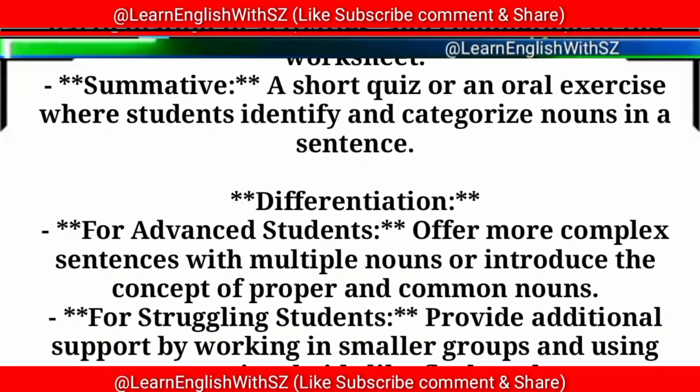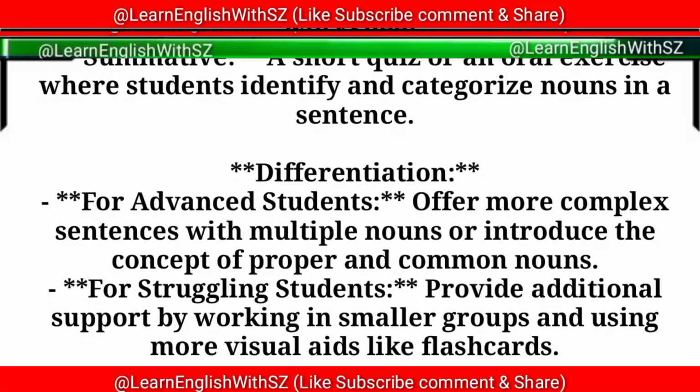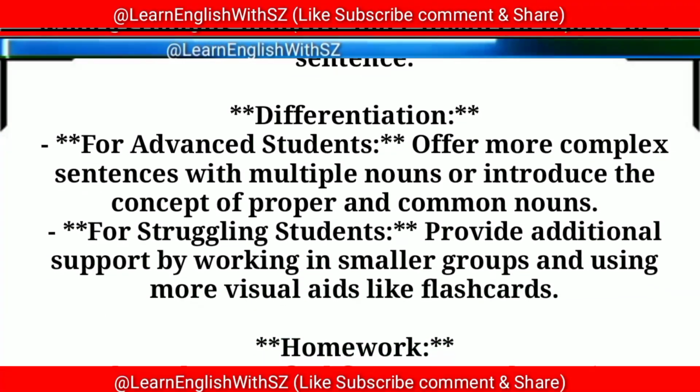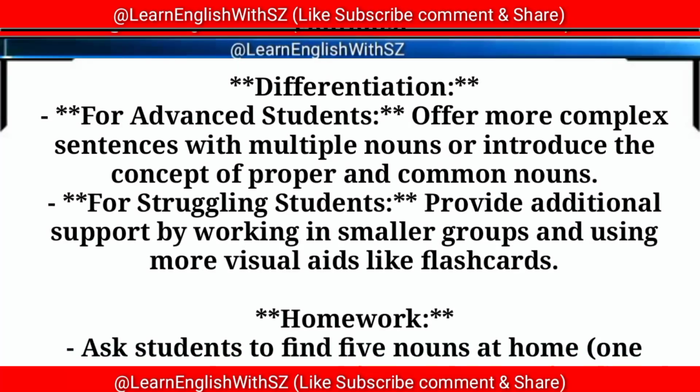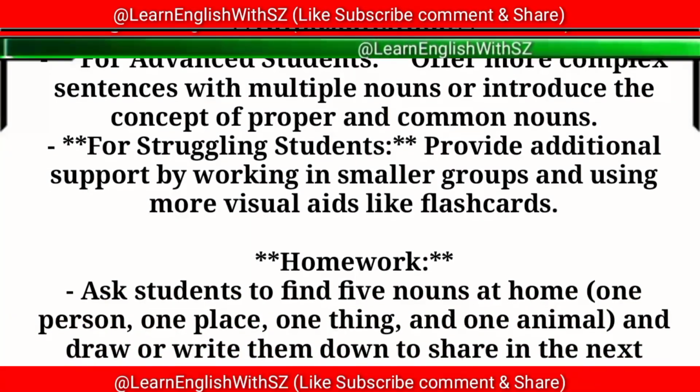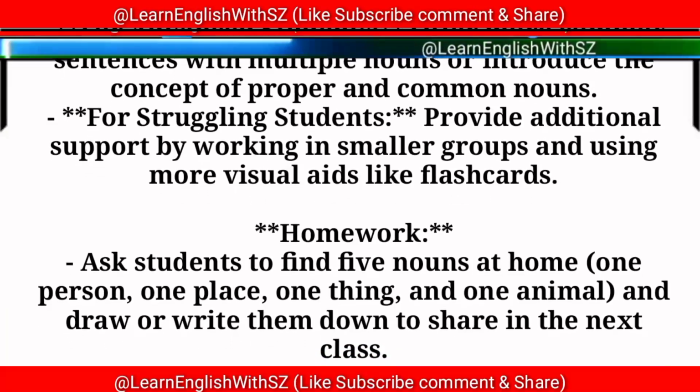Differentiation. For advanced students, offer more complex sentences with multiple nouns or introduce the concept of proper and common nouns. For struggling students, provide additional support by working in smaller groups and using more visual aids like flashcards.